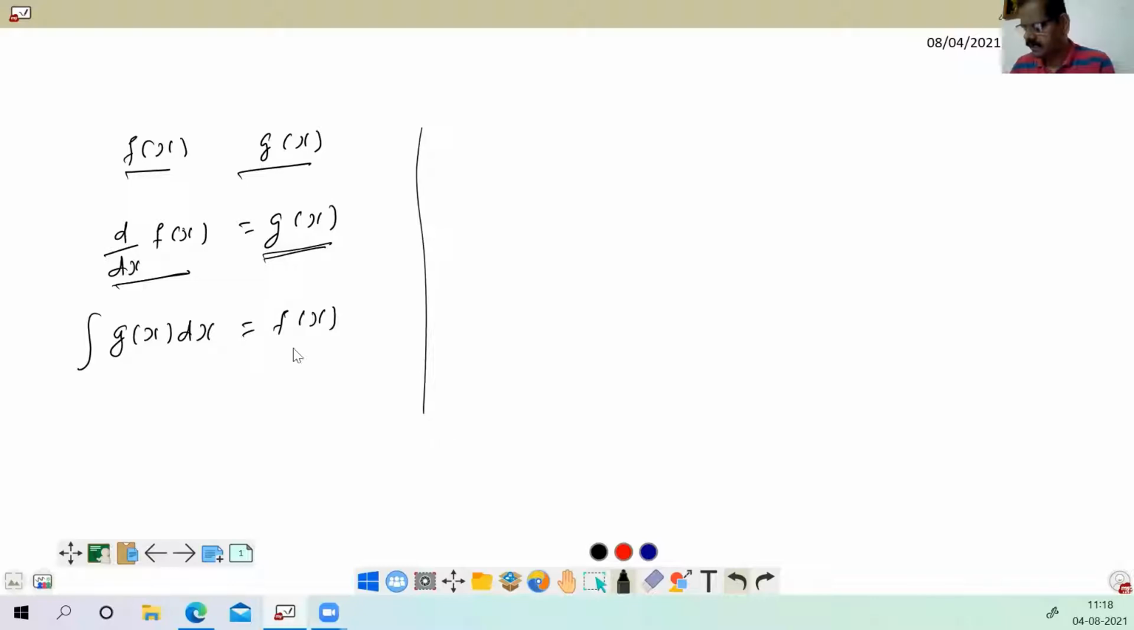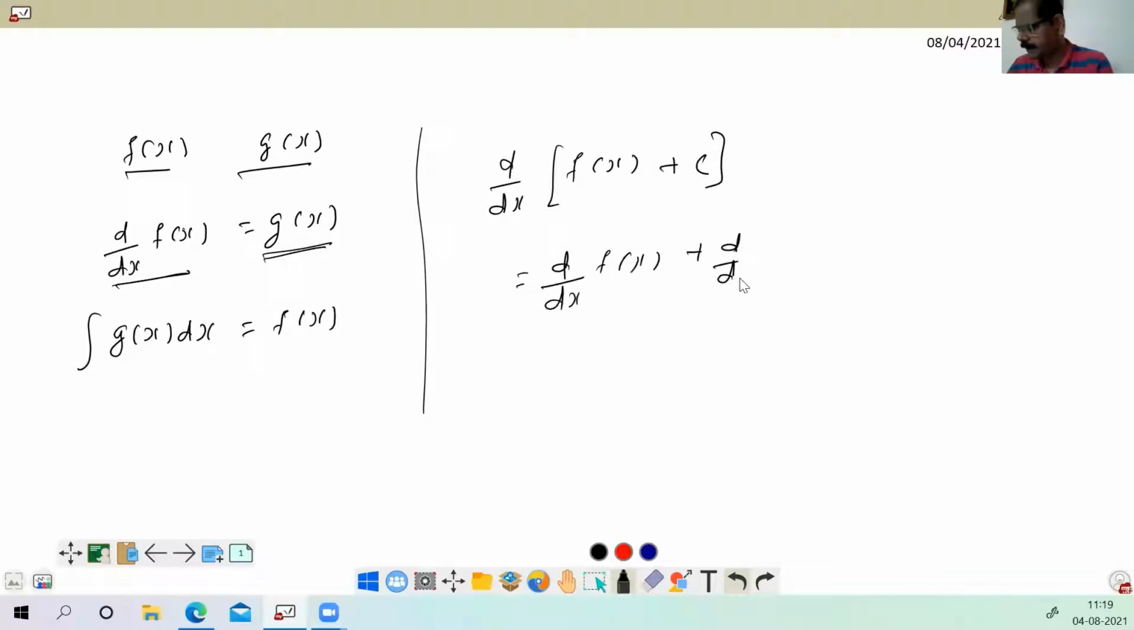Suppose there is a constant with f of x, that is f of x plus c, where c is a constant. Then the derivative of f of x plus c is equal to the derivative of f of x plus the derivative of c. The derivative of f of x, let it be g of x. Then the derivative of a constant c is 0. So in that case, integral g of x dx is equal to f of x plus c.